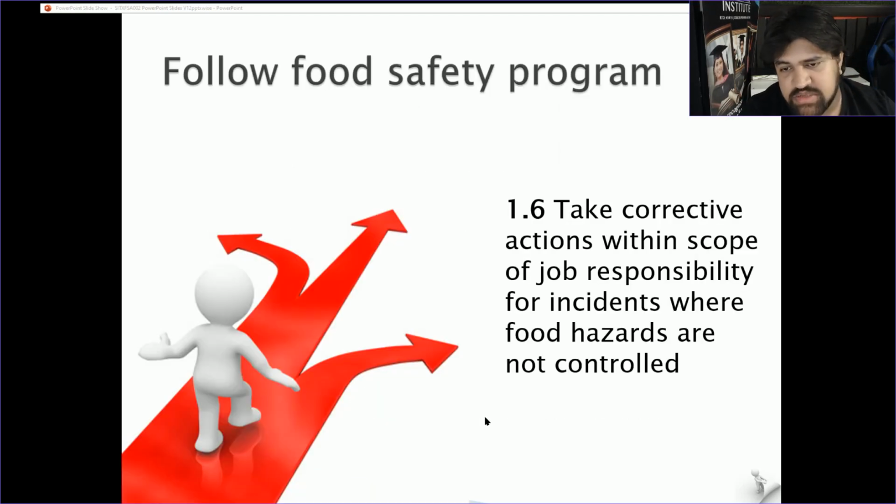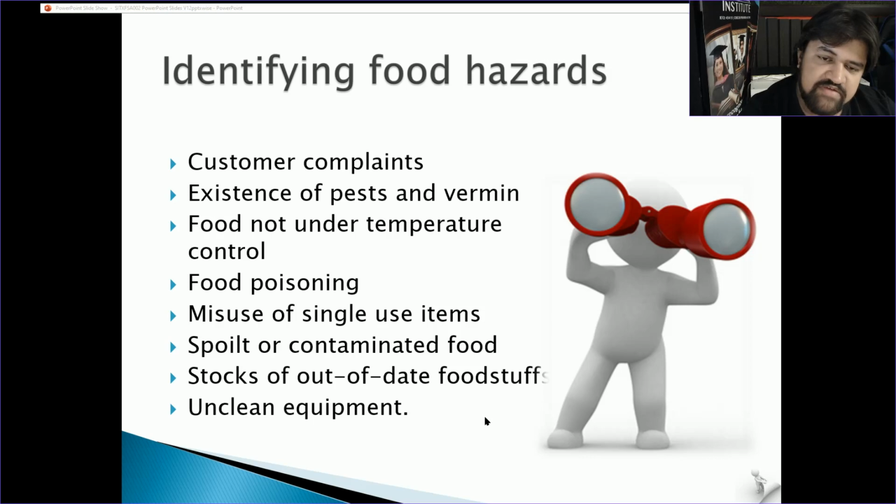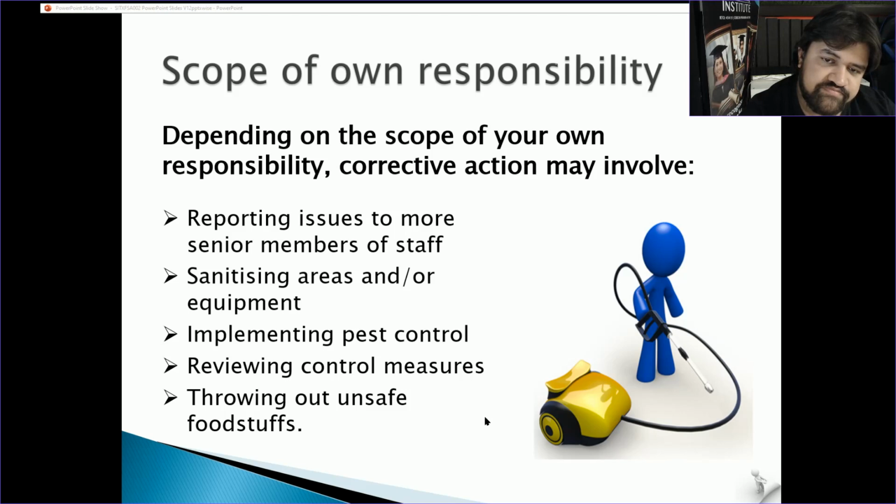1.6, take corrective actions within scope of job responsibility for incidents where food hazards are not controlled. Identifying food hazards, so you can do that by using customer complaints, existence of pests and vermin, food not under control, temperature control, food poisoning, misuse of single-use items, spoiled or contaminated food, stocks of out-of-date foodstuff, unclean equipment. Scope of own responsibility. Depending on the scope of your own responsibility, corrective actions may involve reporting issues to more senior staff members, sanitizing areas and or equipment, implementing pest control measures, reviewing control measures, throwing out unsafe food items.